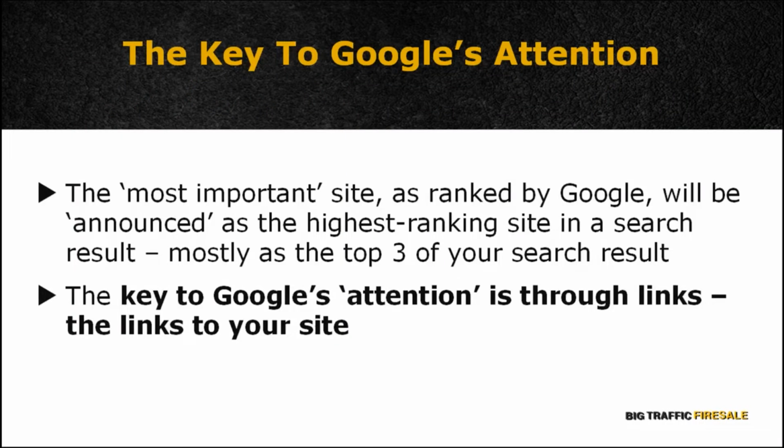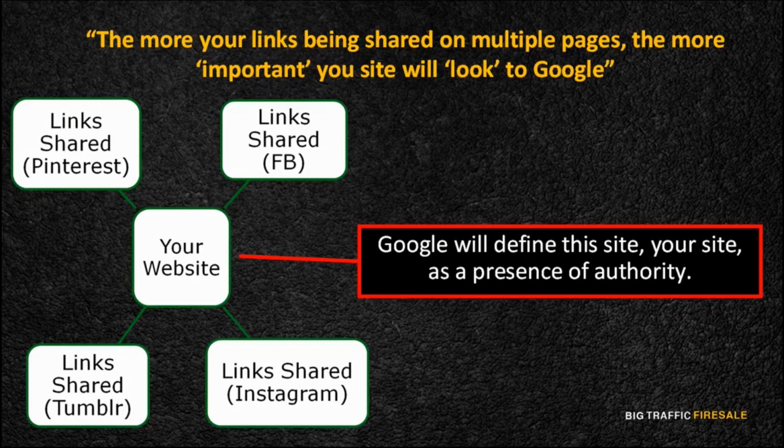By now, the most important site as ranked by Google will be announced as the highest ranking site in a search result. You'll see this site mostly in the very top 3 of your search results on the first page list. To be one of those sites, explore how Google evaluates the importance of a website. The key to Google's attention is through links. You see, the more links are being shared on multiple pages, the more important your site will look to Google.